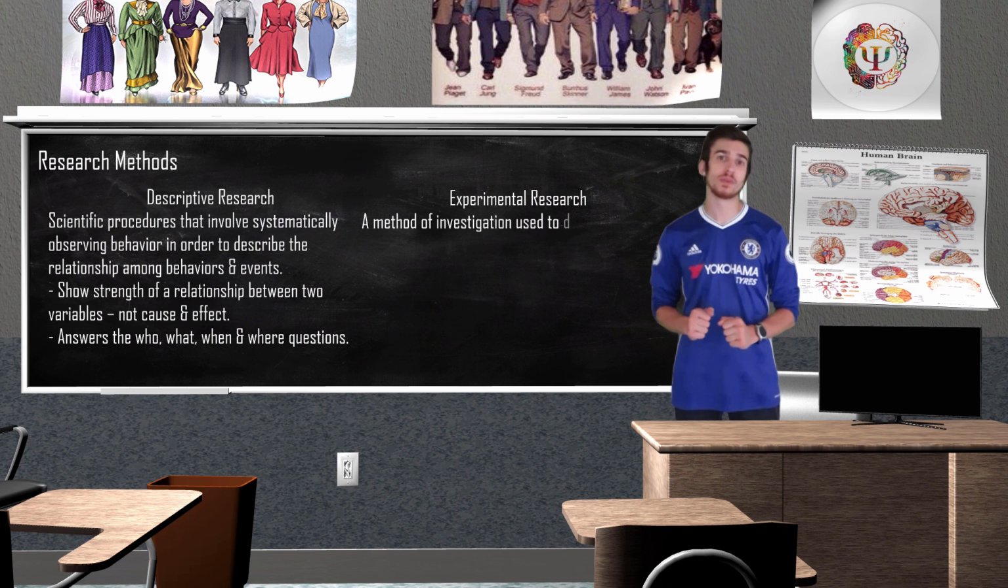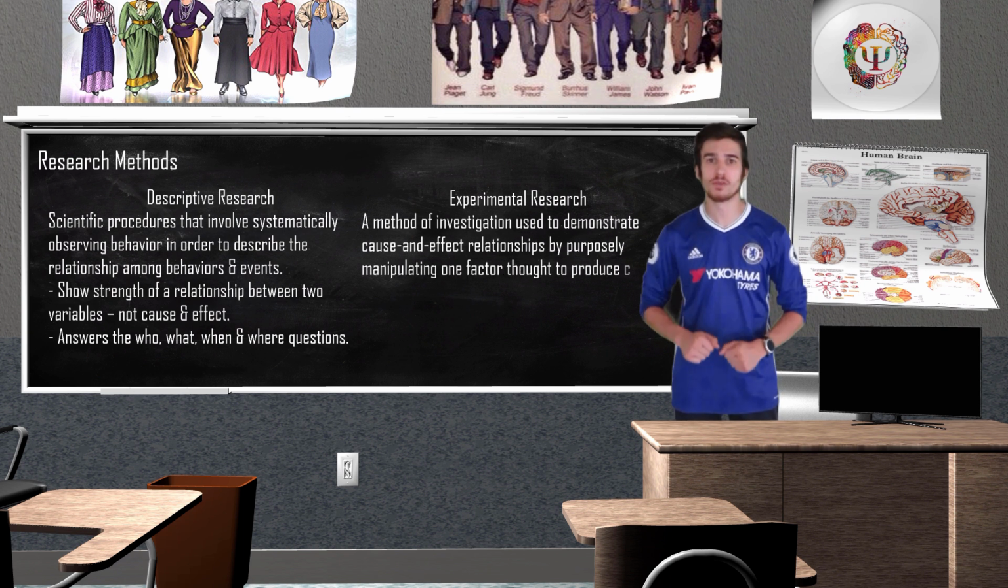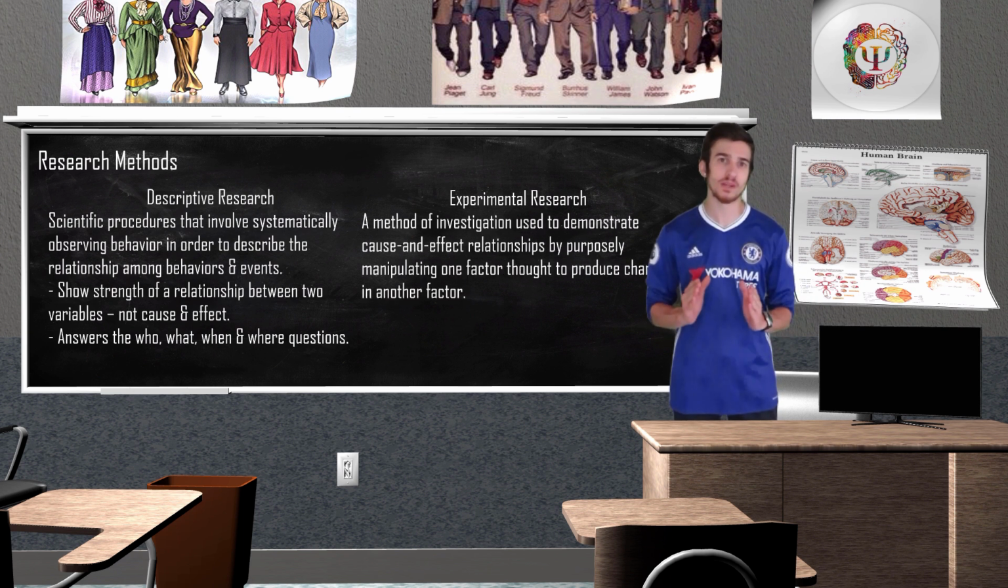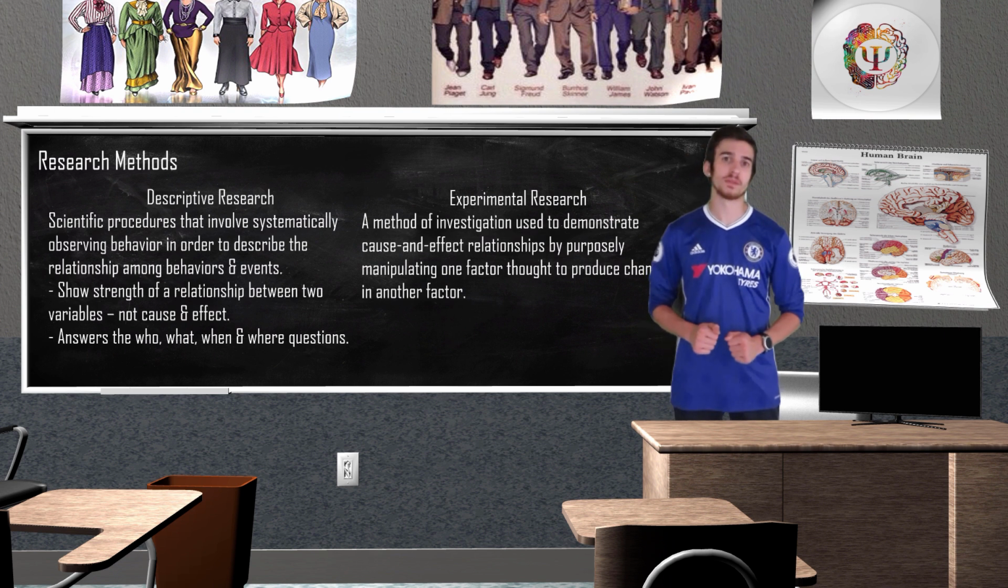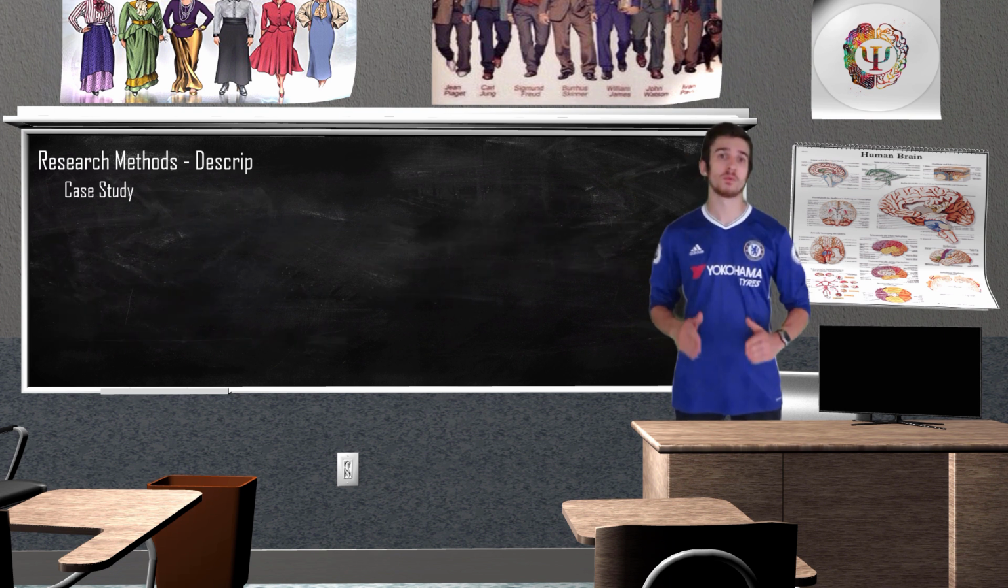Experimental research is going to be a method of investigation used to demonstrate a cause and effect relationship by manipulating different variables, by manipulating one factor thought to produce a change in another factor. Now let's take a look at the different types of descriptive research, starting with a case study.